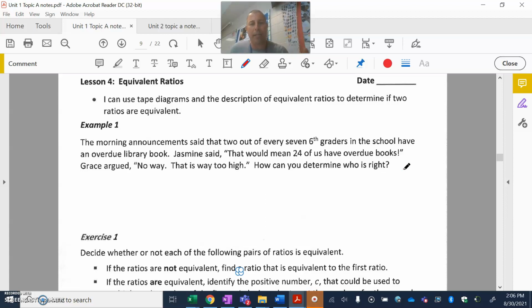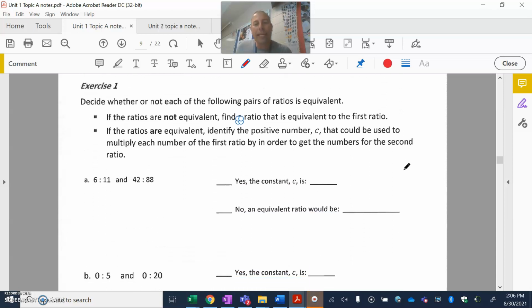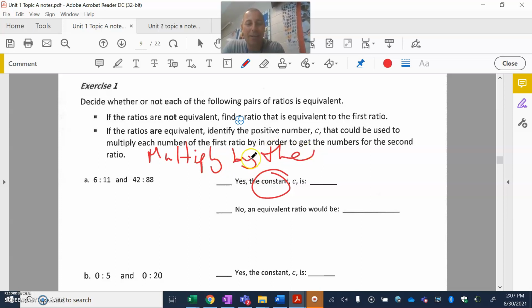So we're going to be not only using our tape diagrams to create them, but we're also going to start to lead into that algorithm method. And that's what we've got coming on down here in this exercise 1. So ratios are equivalent, all right? And man, we're going to get mathematical on you here. If there is a constant, what's a constant? Well, it's when you multiply by the same number.